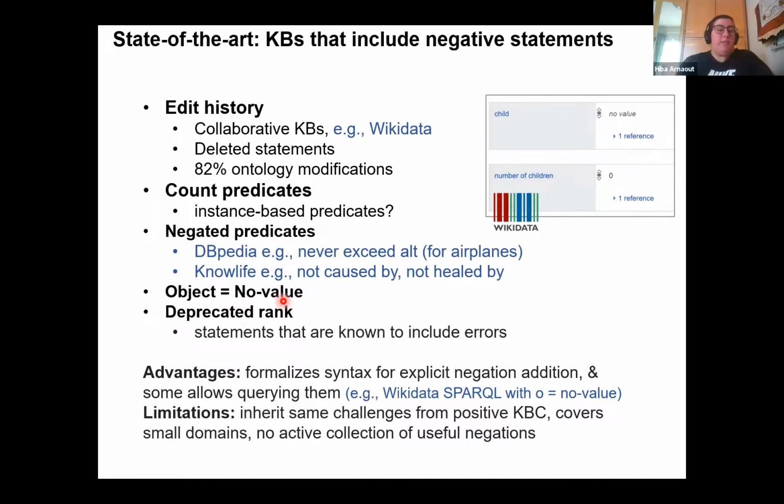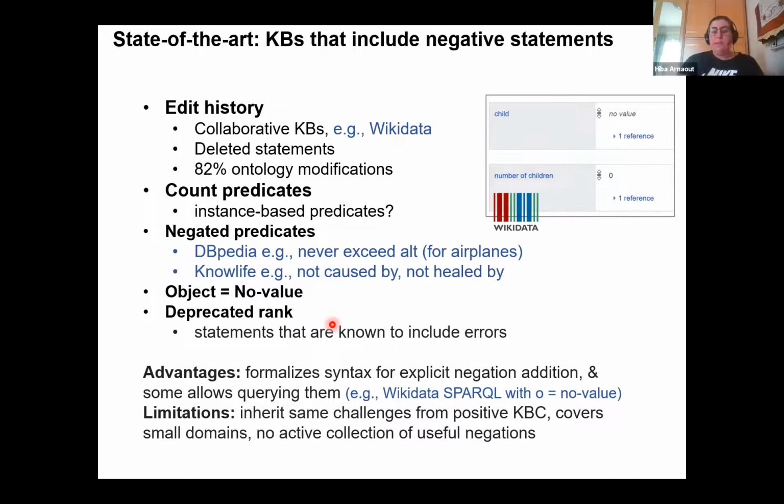Another way of expressing negation: we know that triples in knowledge bases are SPO triples, so subject, predicate, object. You can express a negation by explicitly assigning the object to no value. For example, the information about children here again is child with an explicit no value, which means this person does not have children, and it's not an unknown anymore because it's been made explicit. And you have the deprecation rank, which is also in Wikidata. I'm not sure if other knowledge bases have it.